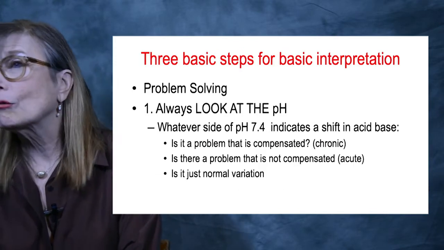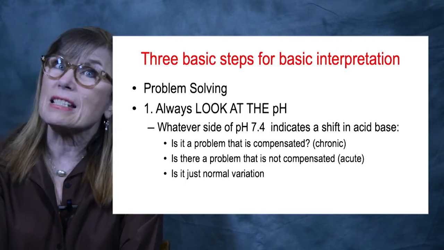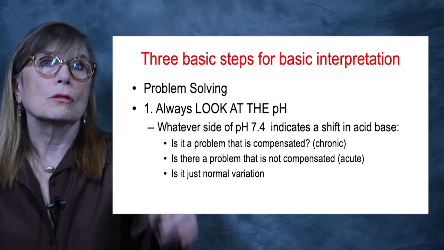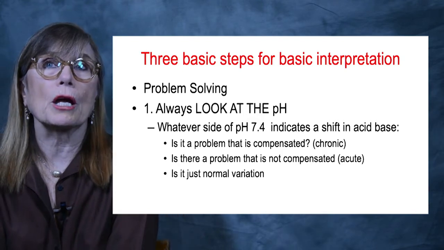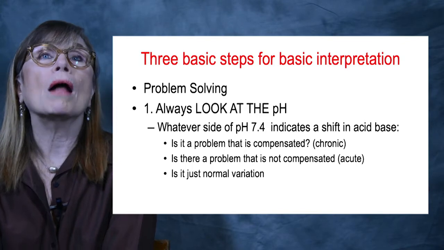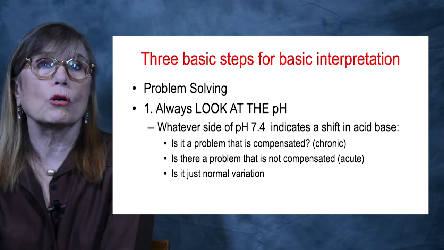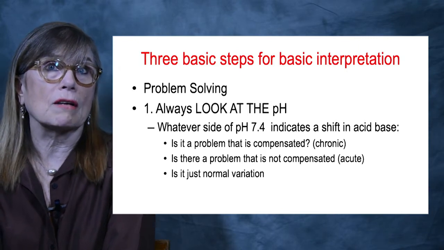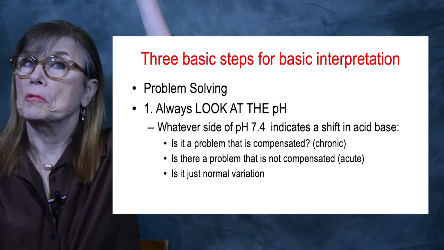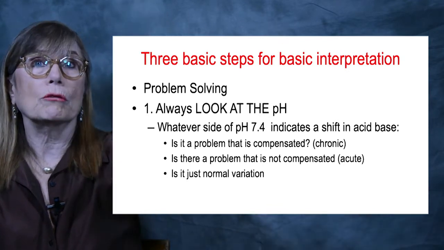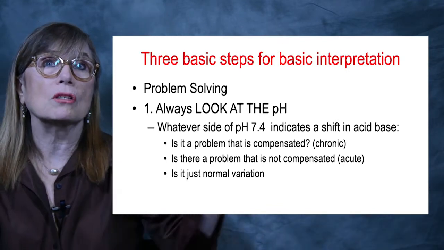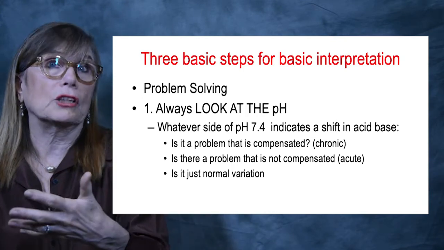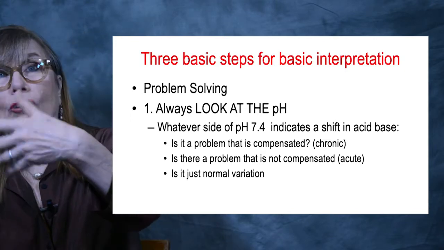So I want to talk about 3 basic steps for a very basic interpretation. I mean basic. And how we solve this problem. So number 1, when we look at a blood gas, we always look at the pH. We want the pH to be perfect, 7.40. But whatever side of the pH that we find ourselves on, so 7.36, 7.45, 7.36 indicates a shift in acid-base, and I'm more acidotic. And 7.45 reflects an alkaline shift and a more alkaline.